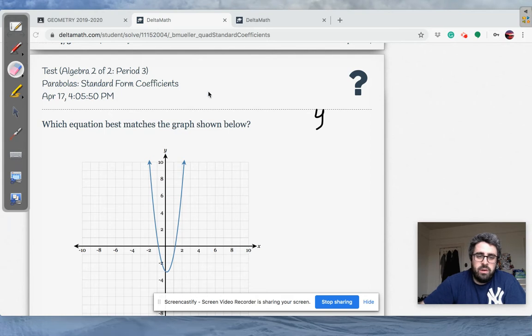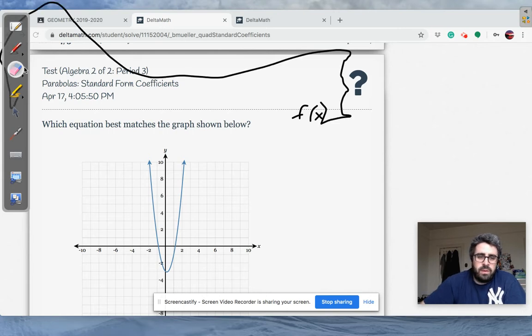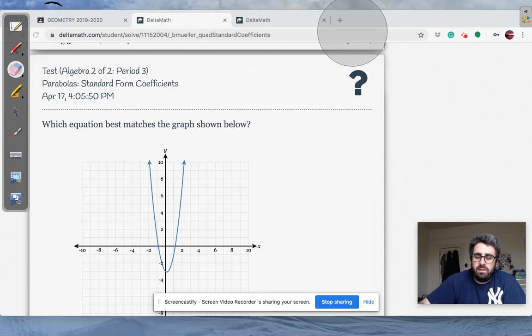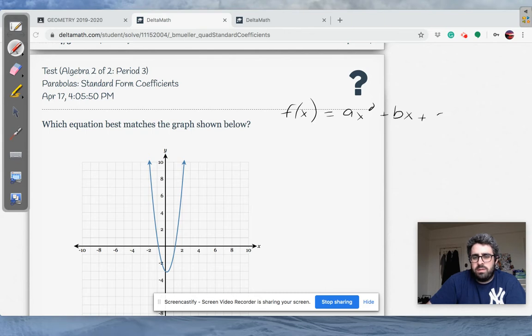For a quadratic function, f of x is equal to ax squared plus bx plus c. Okay, and there are some key features of this equation that will help you determine what the best match is.